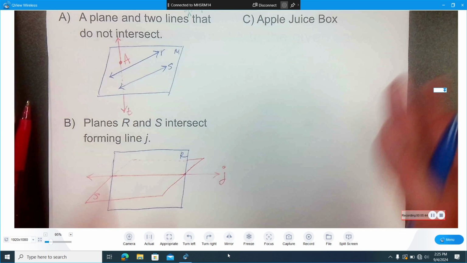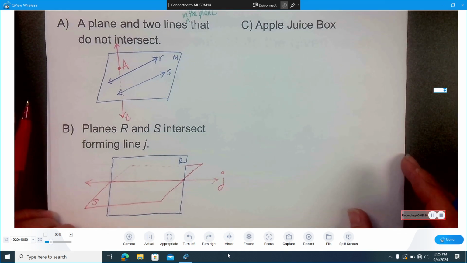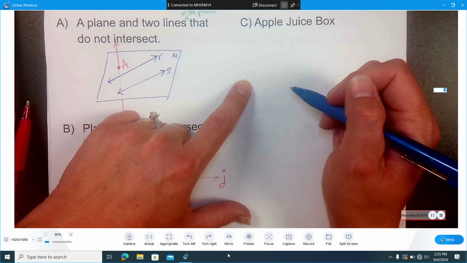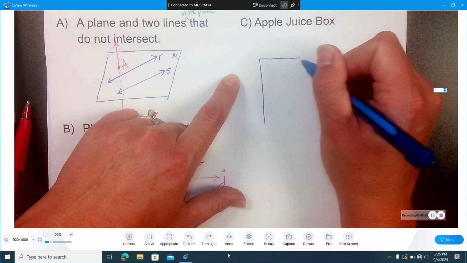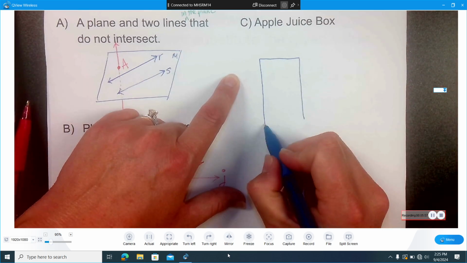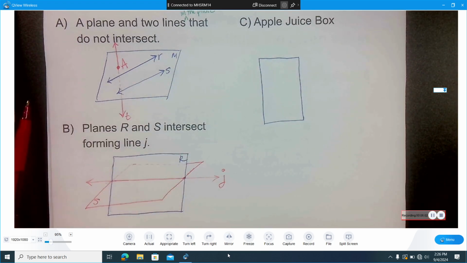We're going to draw an apple juice box and then answer a couple of questions. So let's start. I'm going to go ahead and just draw a rectangle. And again, this is a plane, so it looks like a rectangle, but it could go on forever. But we're just drawing a juice box.